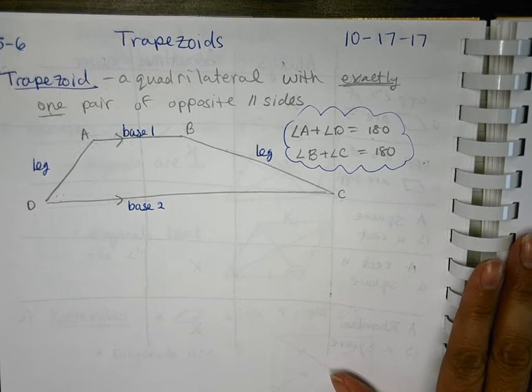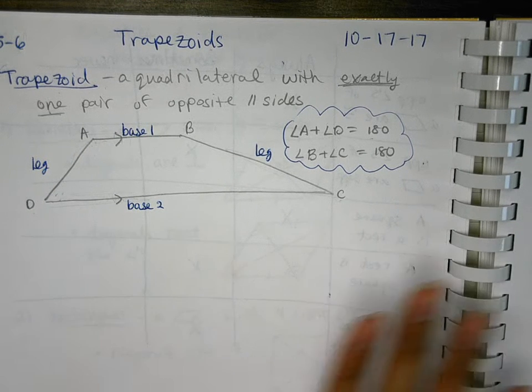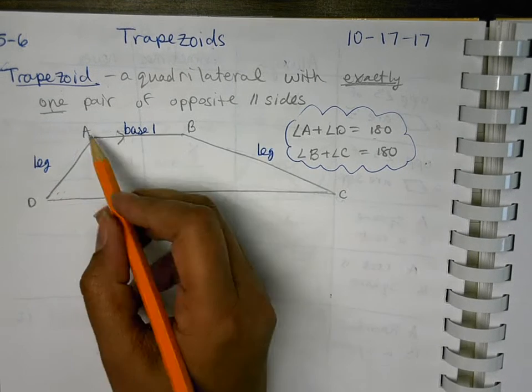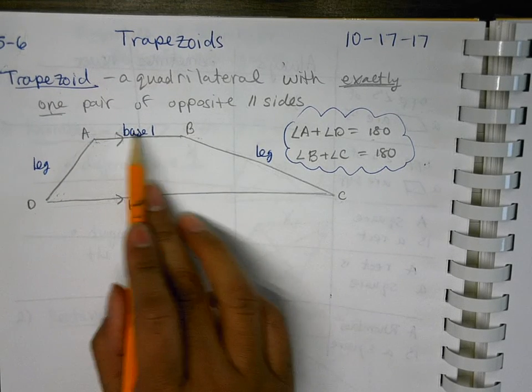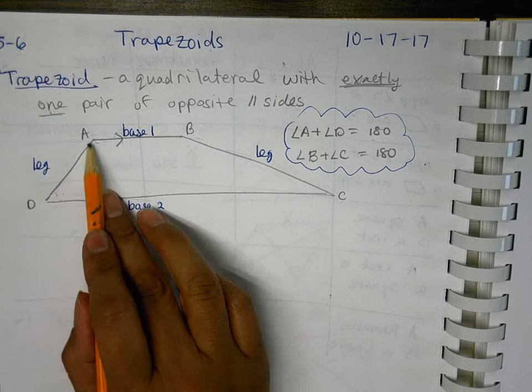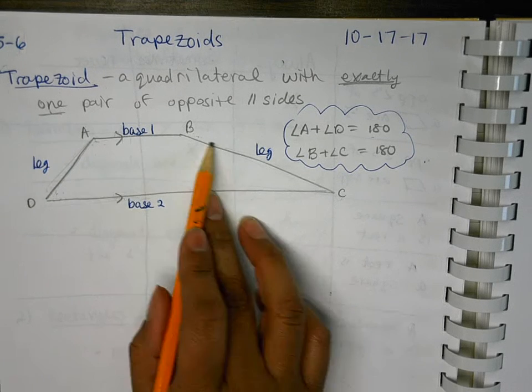Questions? You can only do it to the legs, or? Yes. You can only do it with the angles that share a leg. So not the angles that share the base. So A and B are not supplementary. Just the 2 angles that share the leg.